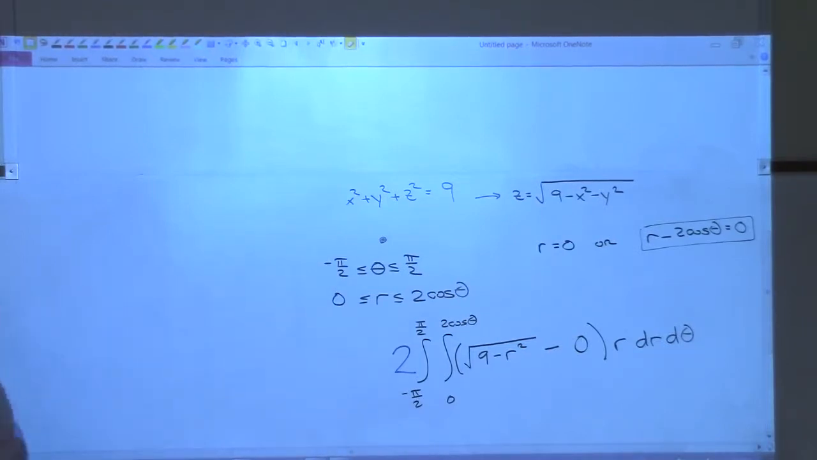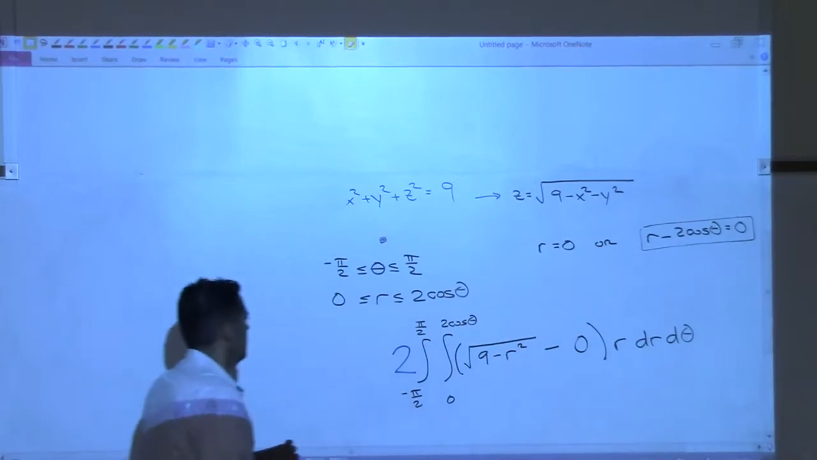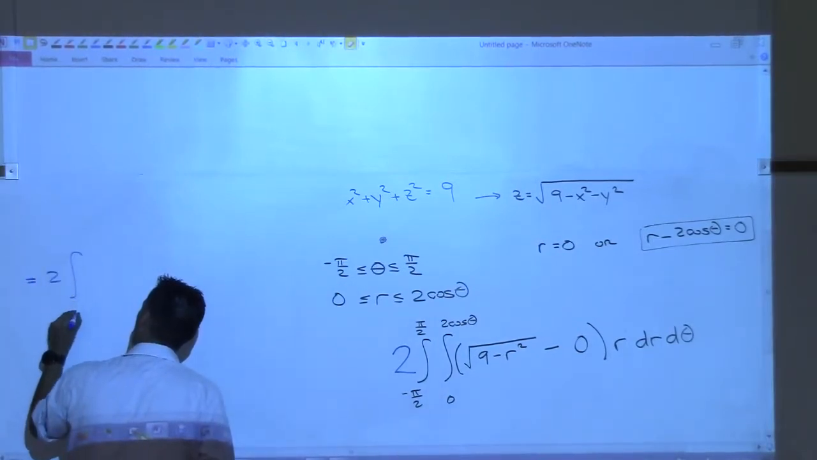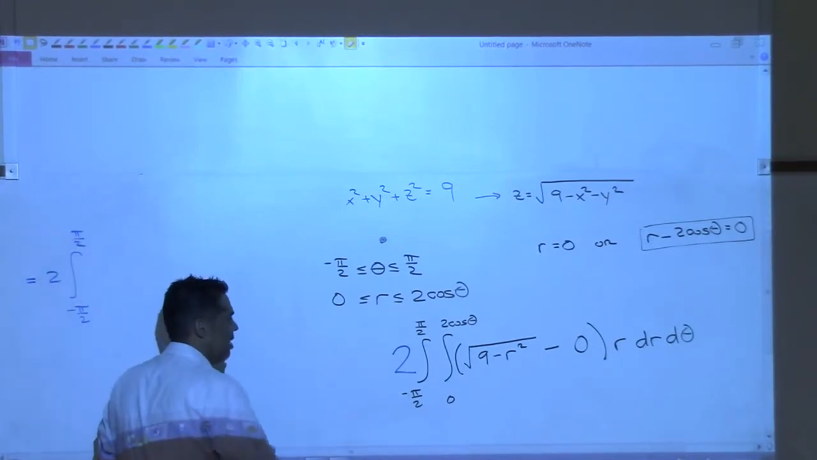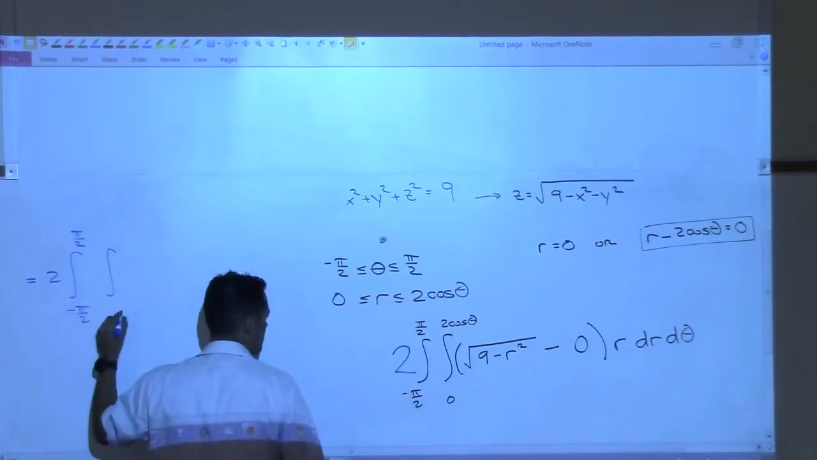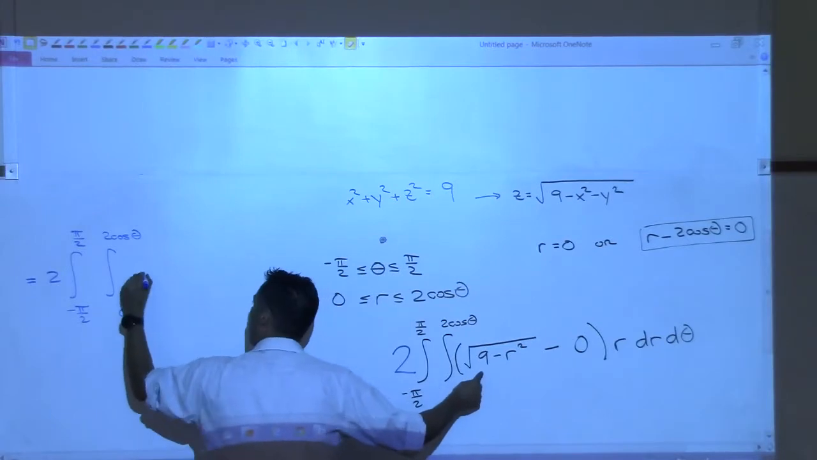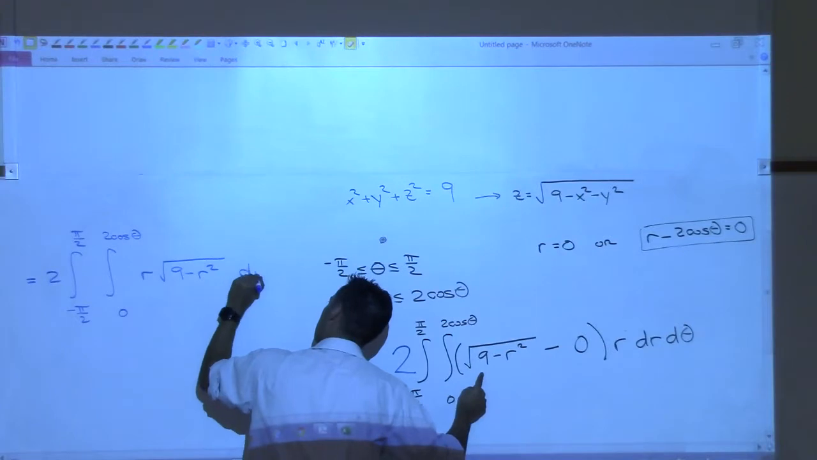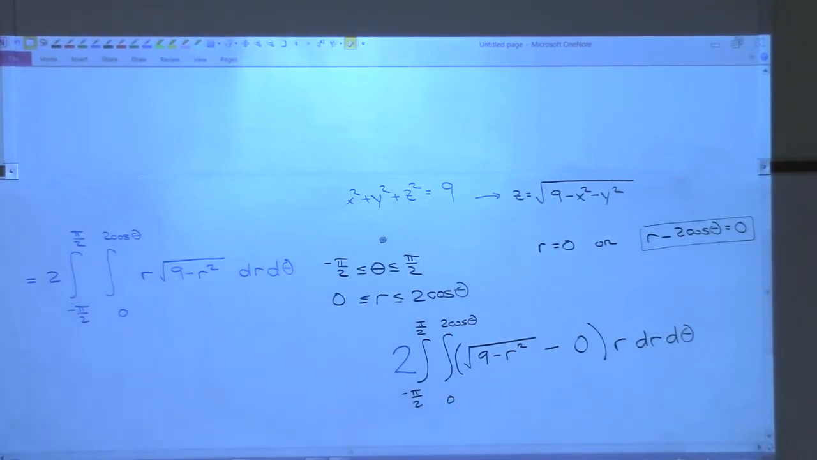So let's just go through the first step of the integration here to have an appreciation for what it's going to take. So we have 2 integral negative pi over 2 to pi over 2. All right, antiderivative, or well, I'll just write it again, 0 to cosine theta, and then r root 9 minus r squared dr d theta. So we get to have the pleasure of integrating that.